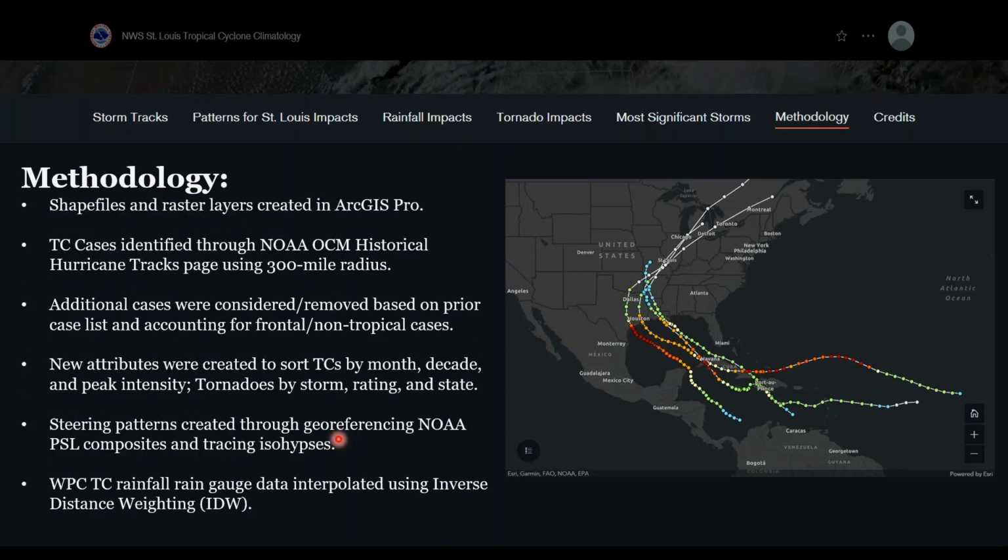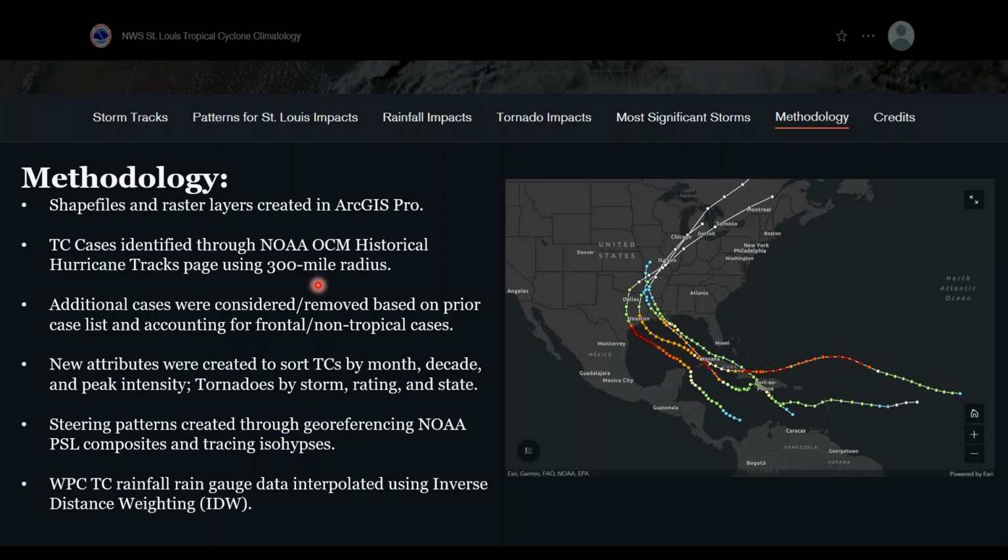Basically, to recap for the methodology, I created all of these shapefiles and raster layers in ArcGIS Pro, and then we're exporting them to ArcGIS Online and managing from there all of the different pop-ups and all of the different data that was visualized in each of these web maps and put in the story map.